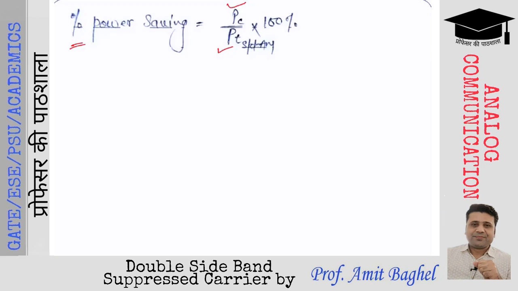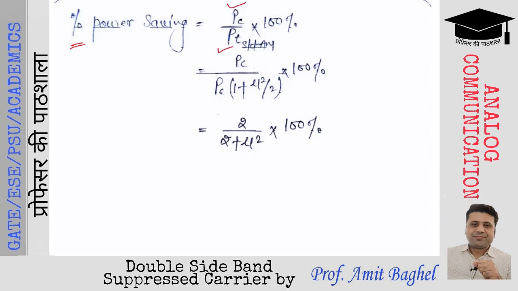To calculate it in percentage, we are going to multiply the 100 in it. PT of the standard AM was PC times 1 plus mu square by 2. Let us replace this: PC over PC times 1 plus mu square by 2, multiplying with 100 to make it percentage. And then we cancel the PC in the numerator and denominator. We are going to get the percentage power saving as 2 over 2 plus mu square multiplied with 100 in percentage terms. So this is the percentage power saving of DSB over the standard AM signal.